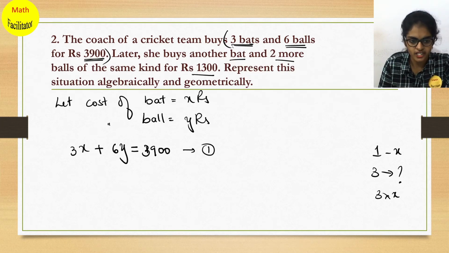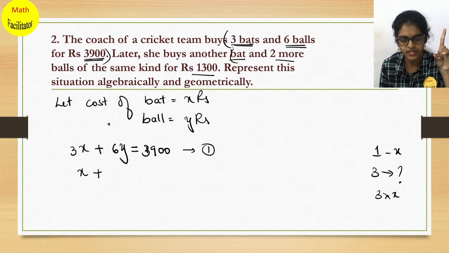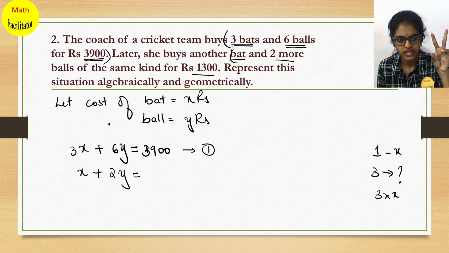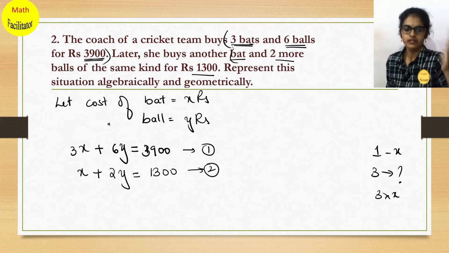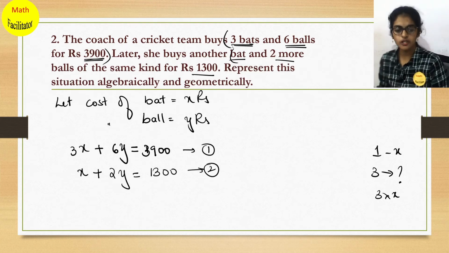The second condition, she buys another bat. Another bat means 1 bat. 1 bat cost is x rupees plus 2 more balls. 2 balls cost is 2 into y. Total she is paying 1,300. So this is your second equation. This is representing algebraically, you have done it. Now graphically also you have to do.